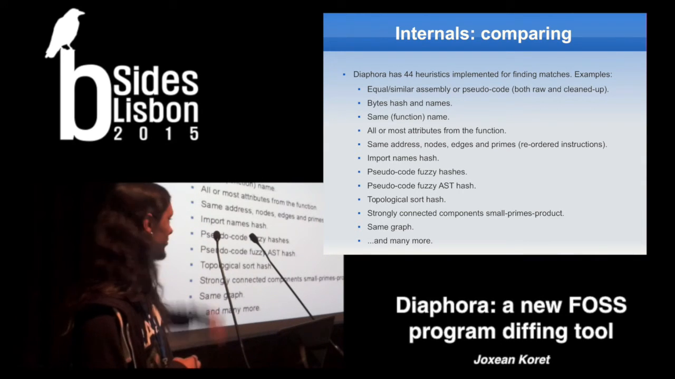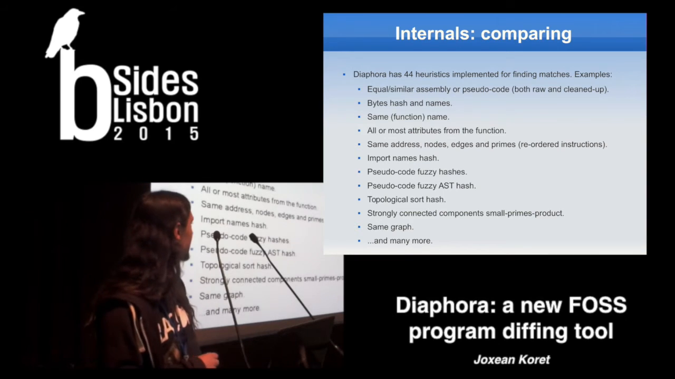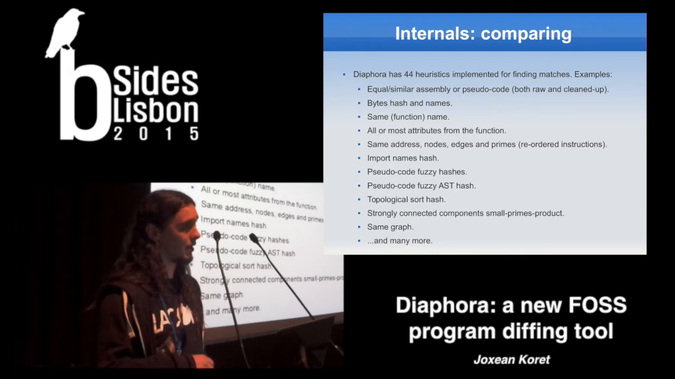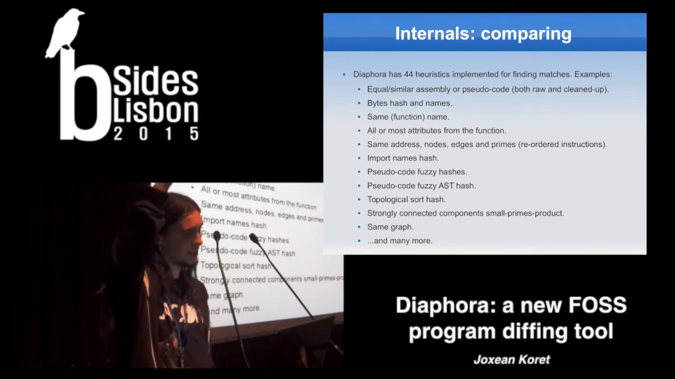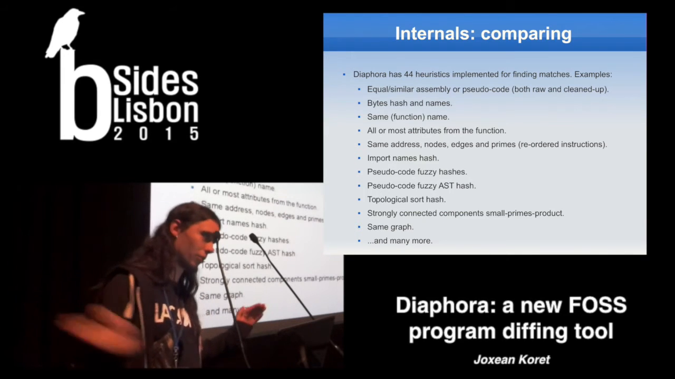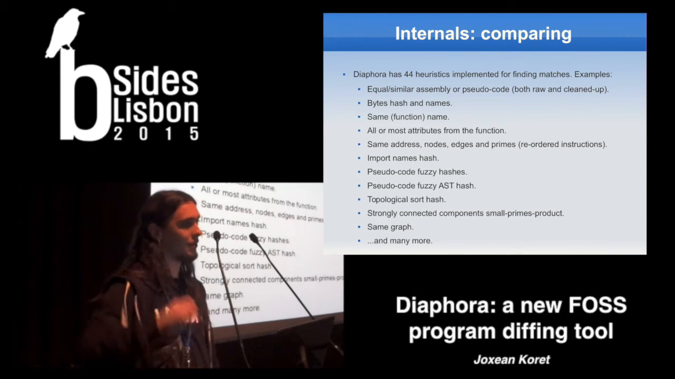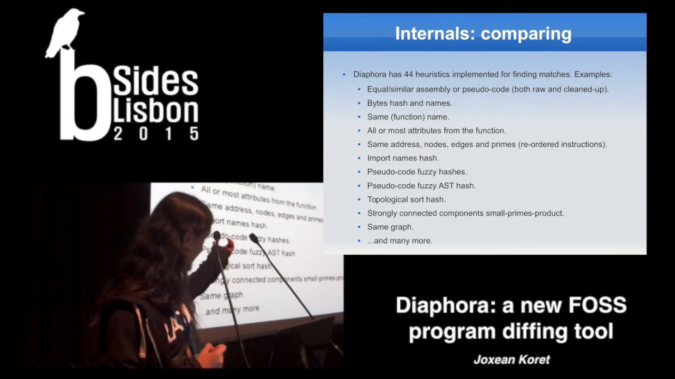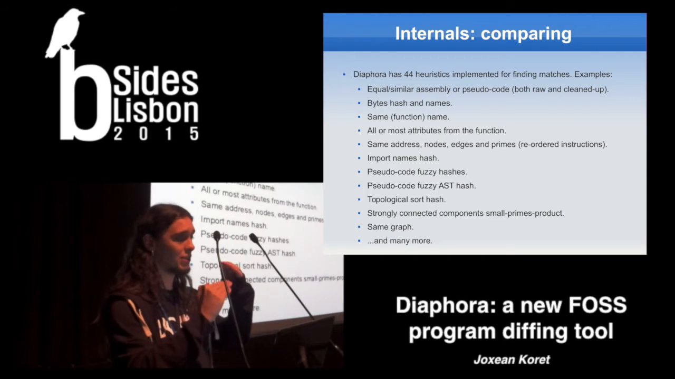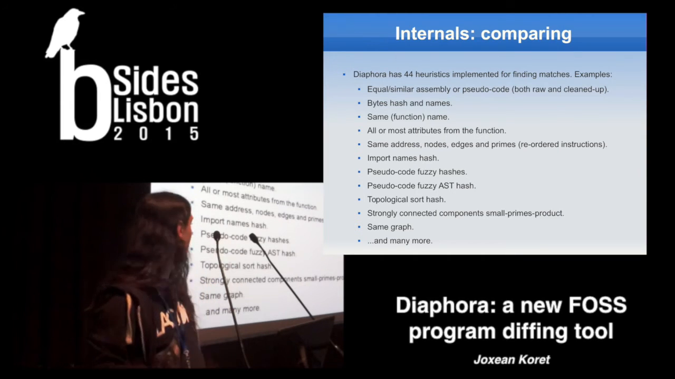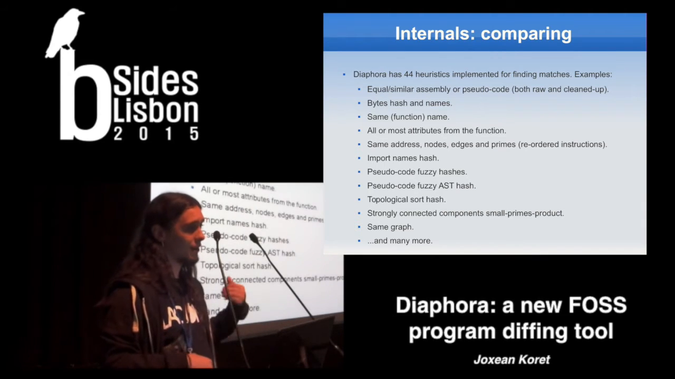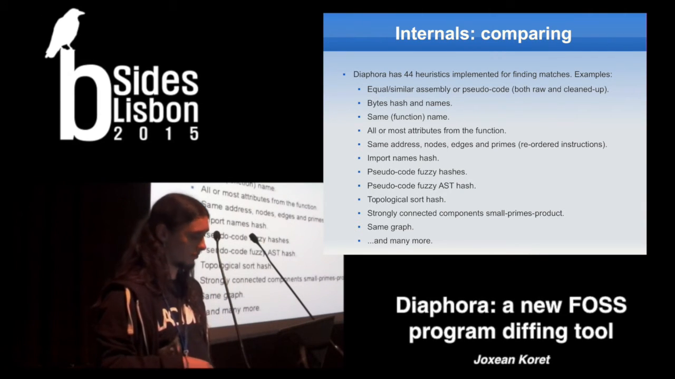Others can be another variation of this: the same address, nodes, heads, and primes. A prime is assigned to each mnemonic, to each assembly instruction, and then all the primes are multiplied together. If the final hash is the same, we consider that it is the same function, but maybe some instructions were reordered. And a lot of other heuristics. I will explain some of them in more detail later on.